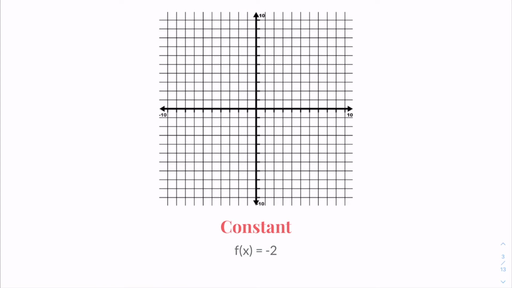So the constant parent is going to be f of x equals some constant. That general equation is f of x equals b, and b is that y-intercept. So here the y-intercept is (0, -2). We plot that y-intercept, and then we draw a horizontal line. And there is our constant function.